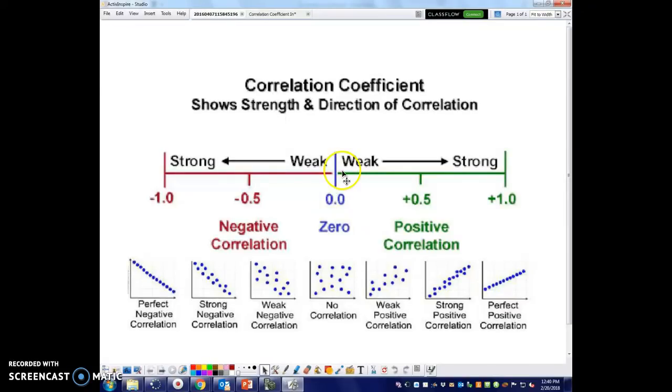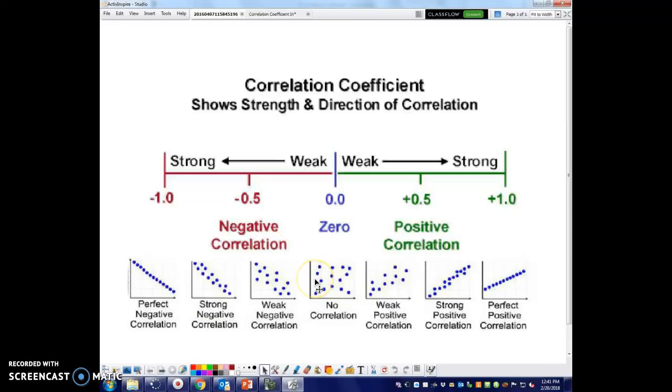If it is between positive 0.0 and positive 0.5, it's a weak correlation. The closer it gets to 1, the stronger it is. Same way in the negatives. The closer it gets to negative 1, the stronger it is, okay? So a perfect negative is a negative 1, okay? Strong negative is really close to negative 1, so like a negative 0.9, 0.8. Weak will be like 0.3, 0.4.